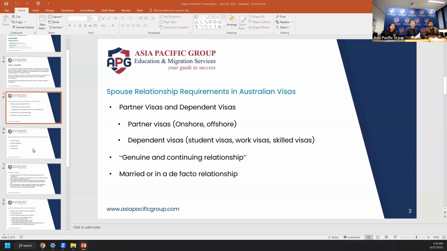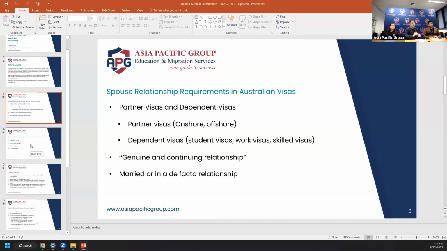And the key words for the requirement is genuine and continuing relationship. Looks very straightforward. Genuine, continuing relationship. That's it. But when assessing the documents, they have quite a few different criteria. And of course, you have to be in a marriage or de facto relationship to claim the dependency.